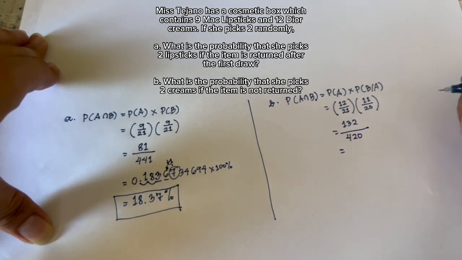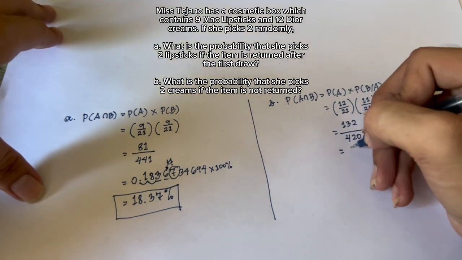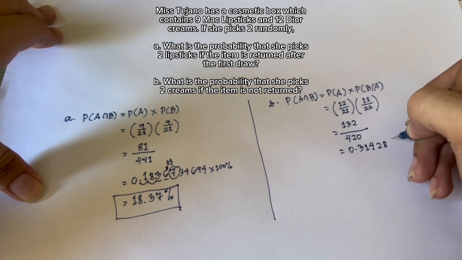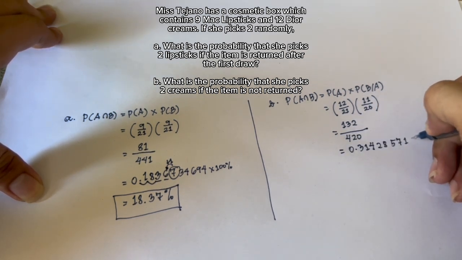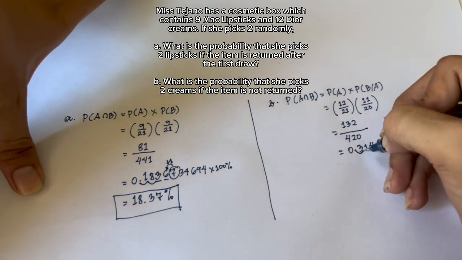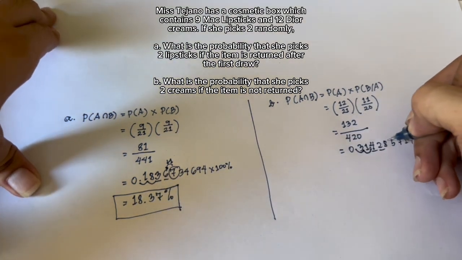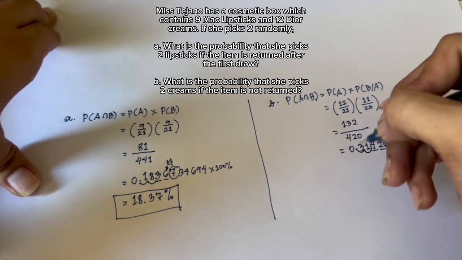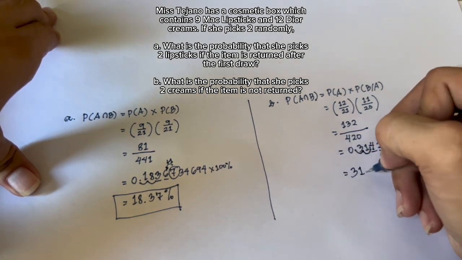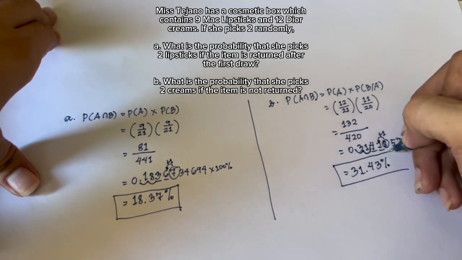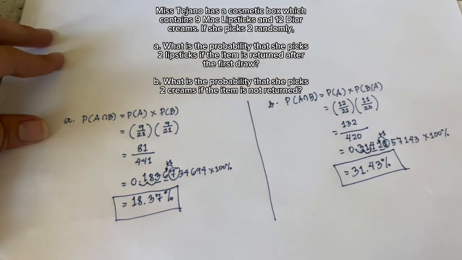Then divide. 132 divided by 420, the answer is 0.3142857143. Then multiply it by 100%. The same process, move the decimal point to the right twice. Round up the 8, so add 1 to the 2. So the answer is 31.43%. That is the probability that she picks two creams.